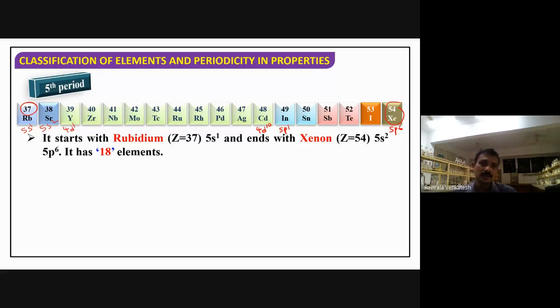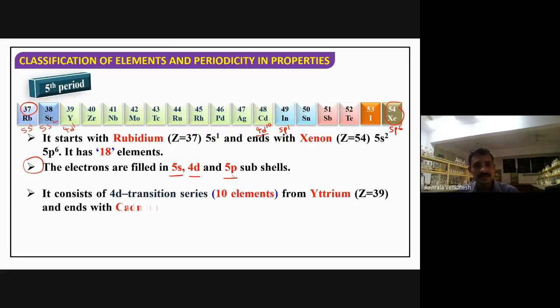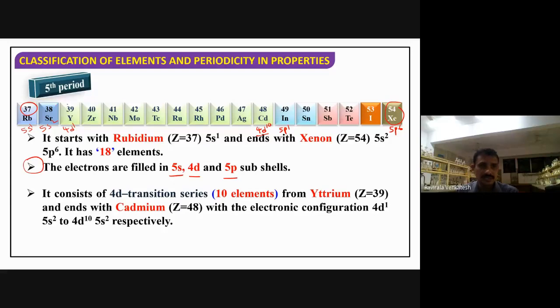Completed. Very simple, no? 5s1, 5s2, then 5s2 4d1, 5s2 4d2, 5s2 4d3, like that up to 5s2 4d10. Next 5s2 4d10 5p1, 5s2 4d10 5p2, finally 5s2 4d10 5p6. So how many elements in total? 18 elements. Now, the important point for us: which orbitals are filling? The 5s, 4d, and 5p orbitals are filling in the fifth period. It also consists of the 4d transition series.